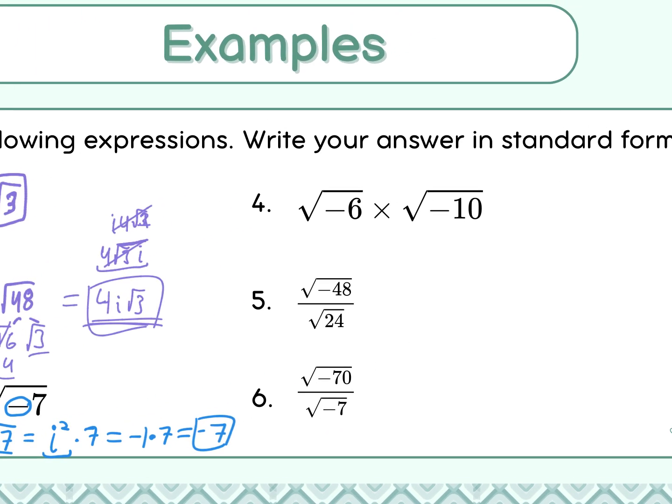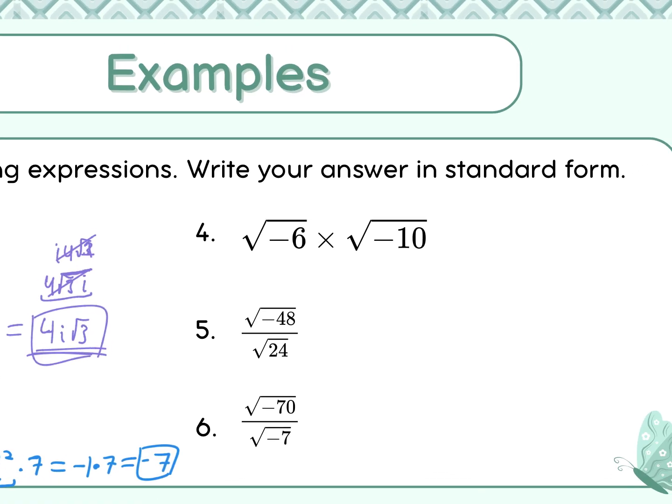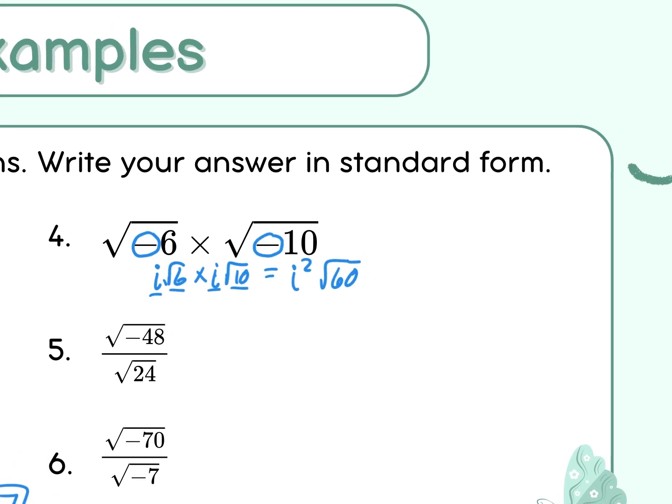Same exact thing for this next one. Again, any negatives underneath the radical, you can immediately take out that i. So this is going to become i square root of 6 times this negative is going to become an i square root of 10. And then again, i times i is going to get you an i squared. And then square root of 6 and square root of 10 is the square root of 60, which we can simplify. So you can split this up into 4 and 15.